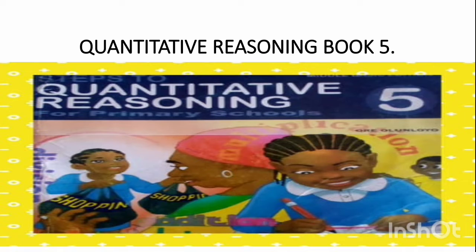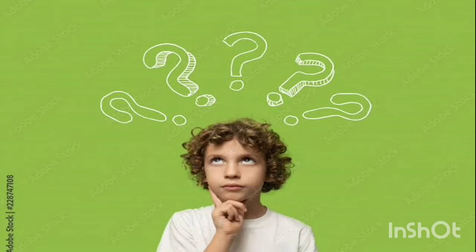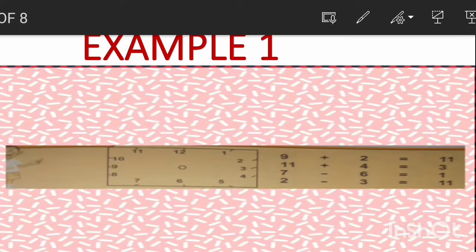And today we are thinking about the movements of a clock. Under exercise 12, let's look at two examples under this exercise. In example 1, we look at the movement of a clock.